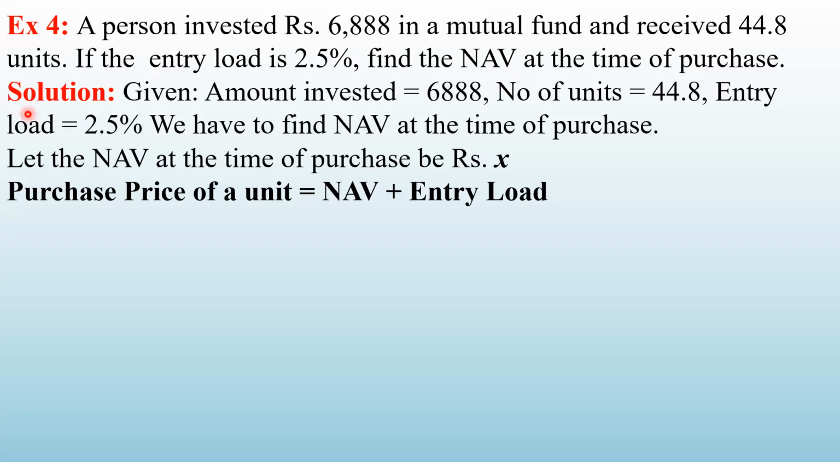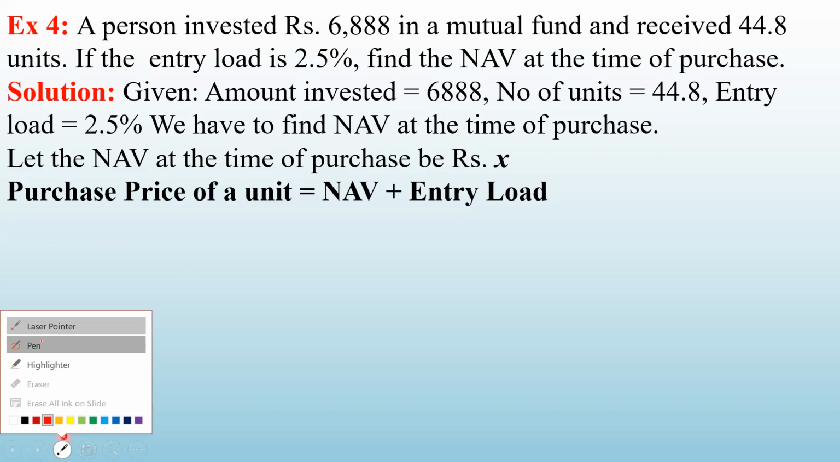So let us first write down what is given to us. Amount invested is given to us as 6,888. And how many units were purchased? 44.8. That is also given to us. Entry load is given to you as 2.5%, and you have to find the NAV at the time of purchase. You are not given NAV here, so we will call it X. So let the NAV at the time of purchase be rupees X. Now find out the purchase price.